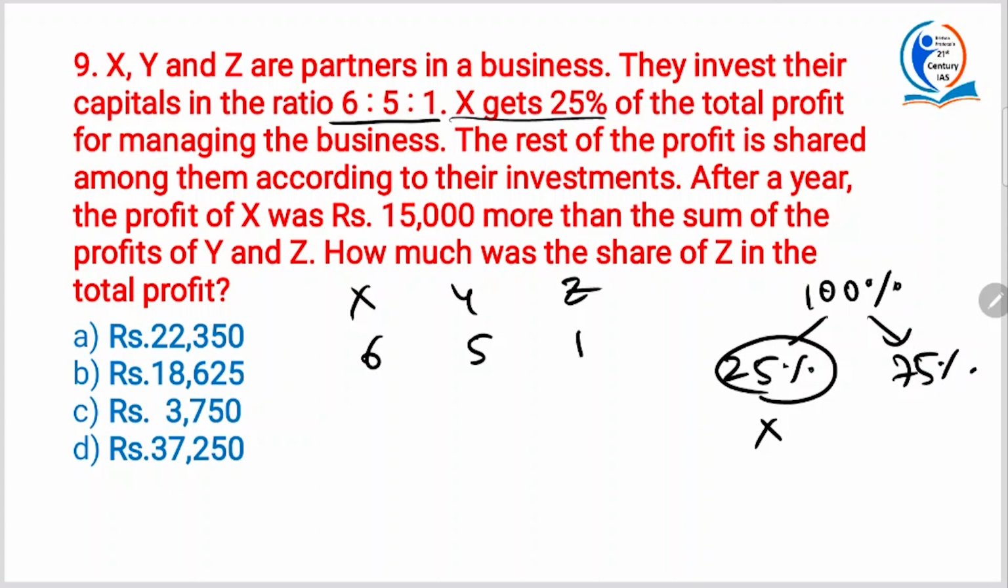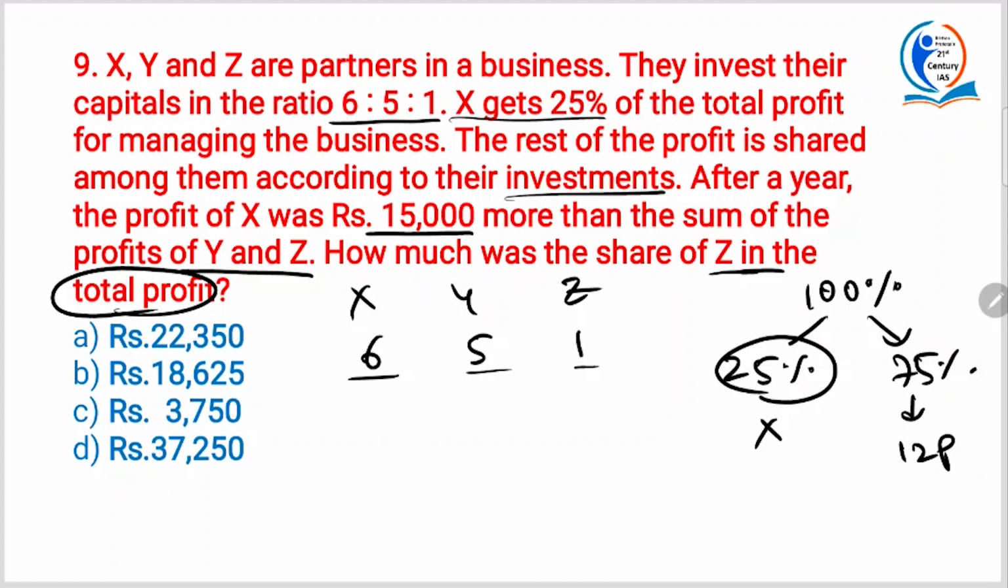The rest of the profit is shared among them according to their investments, which means it is shared according to this ratio. Alright, that means it is divided into 12 parts and it is distributed. Because 6 plus 5 plus 1 is 12 parts. Okay, after a year, the profit of X was rupees 15,000 more than the sum of the profits of Y and Z. How much was the share of Z in the total profit? Okay, this is what they asked, right?